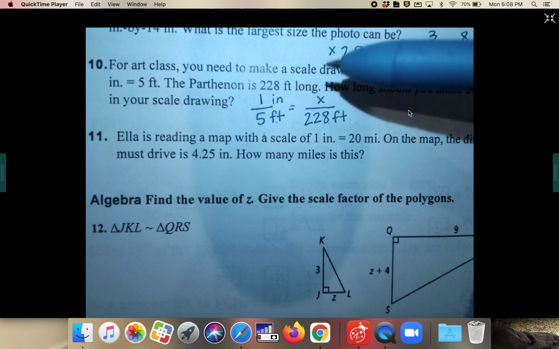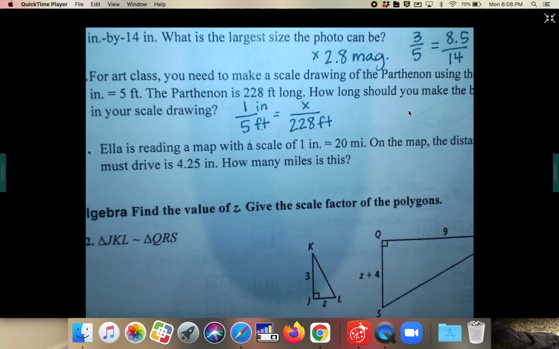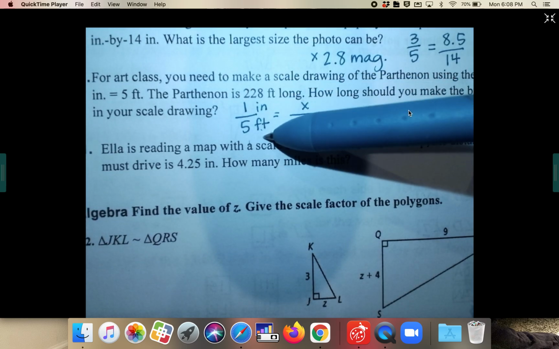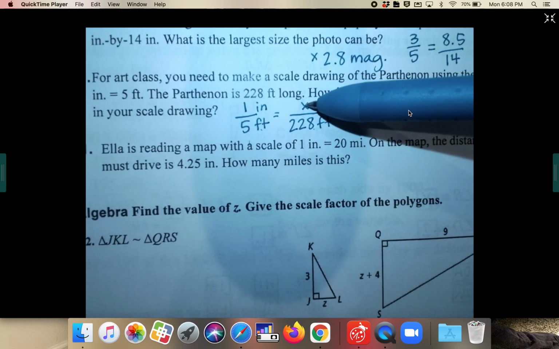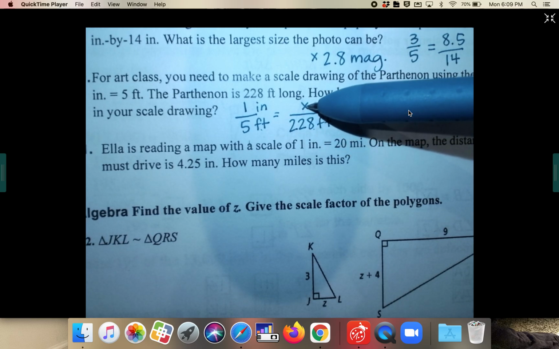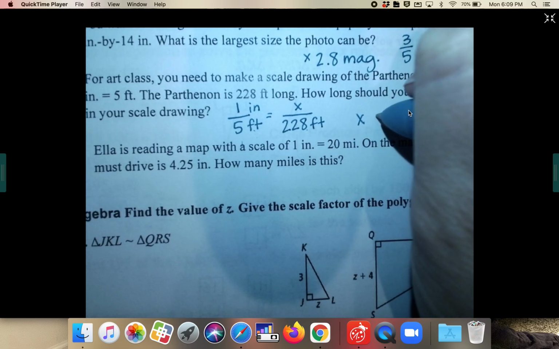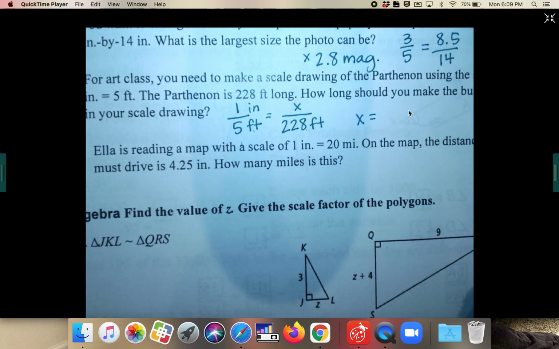For art class, okay, we're going to look at number 10 again. For art class, you need to make a scale drawing of the Parthenon. Did I do that right? 1 inch is 5 feet. The Parthenon is actually 228 feet. So you know what? I'm going to leave this. I wonder if I needed to convert that.